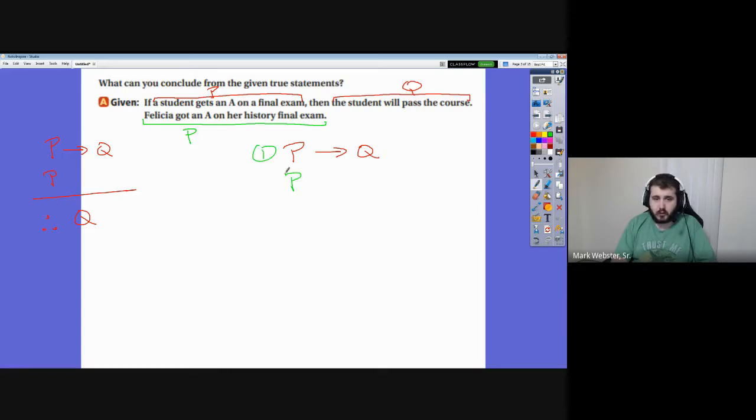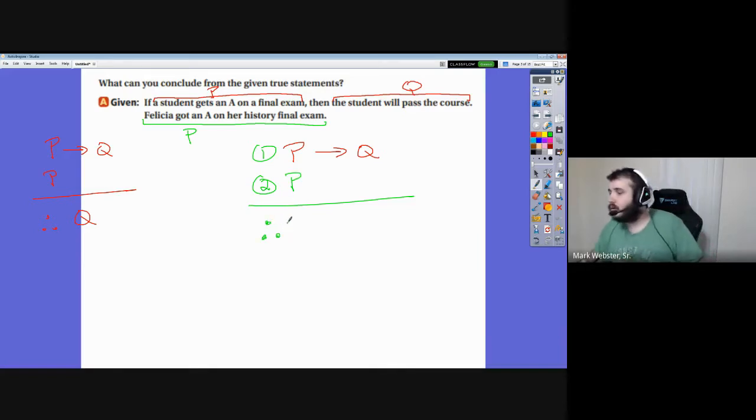Well, here's one thing, here's the other. It matches our form, right? P implies Q, P. So what can we conclude? Therefore, yeah, exactly. Exactly right. That's exactly it. She will pass history.